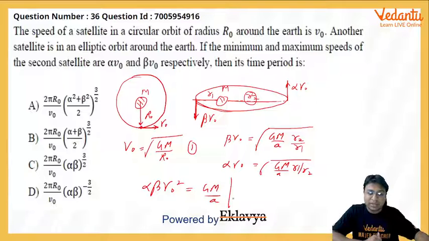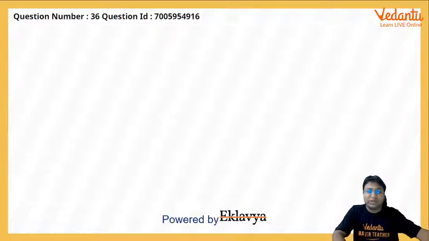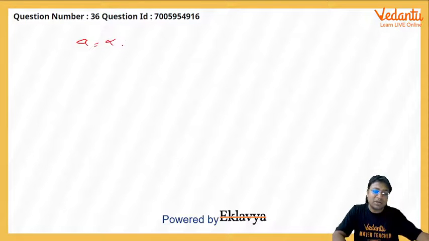So from here we can get the value of a as GM divided by alpha beta v naught square. Now GM can also be written as v naught square into r naught. So v naught square into r naught, that's GM, divided by alpha beta into v naught square. So v naught square gets cancelled and we get r naught upon alpha beta. So I'll write it here. We get a is equal to r naught upon alpha beta.